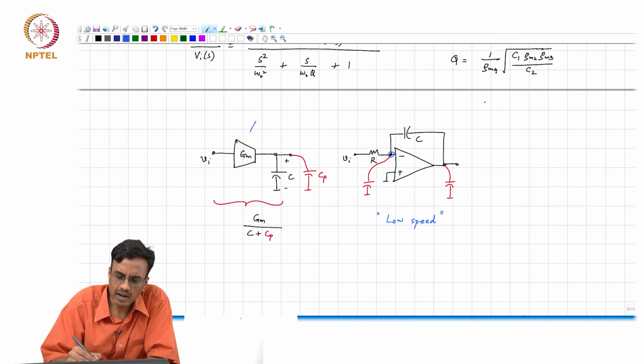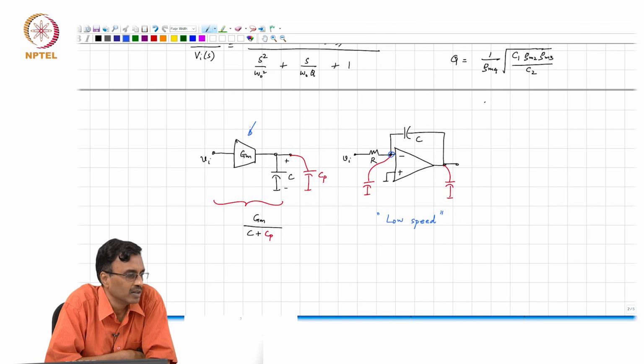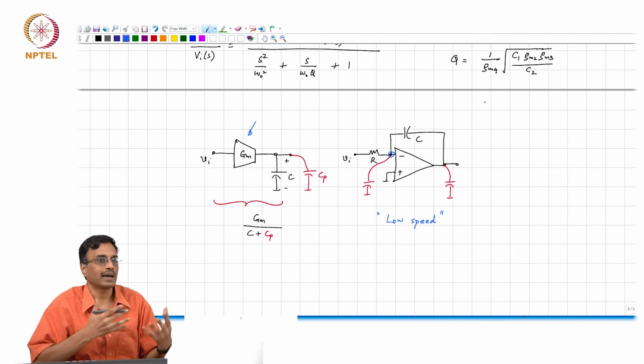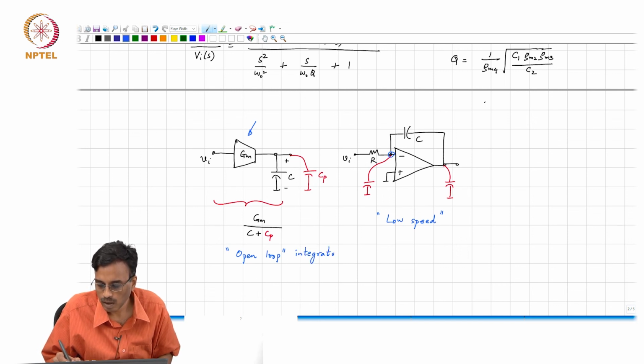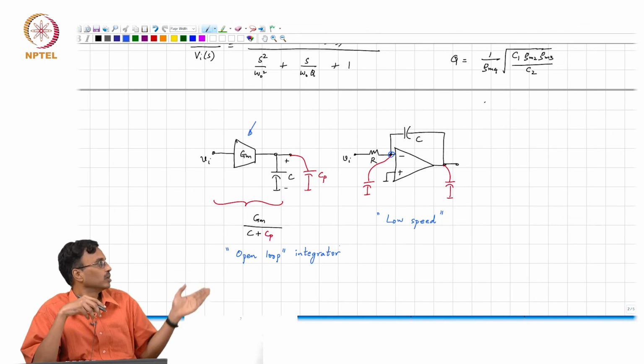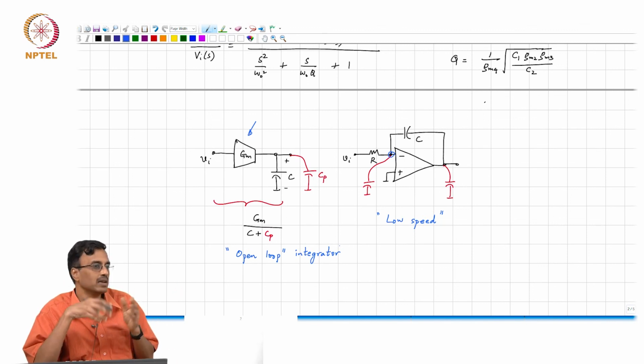The GM, on the other hand, it turns out that it's a voltage controlled current source. What is the simplest voltage controlled current source you know? A single transistor in principle can act like a voltage controlled current source. So, there is no complicated feedback, none of that stuff is involved. So, this is an open loop structure. So, these filters can achieve frequency responses that are much higher in bandwidth.